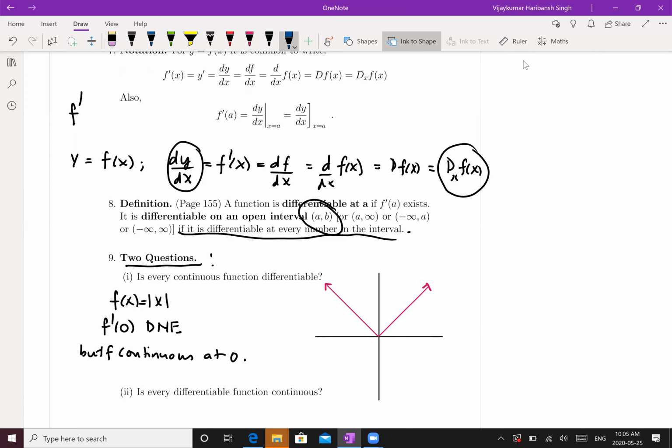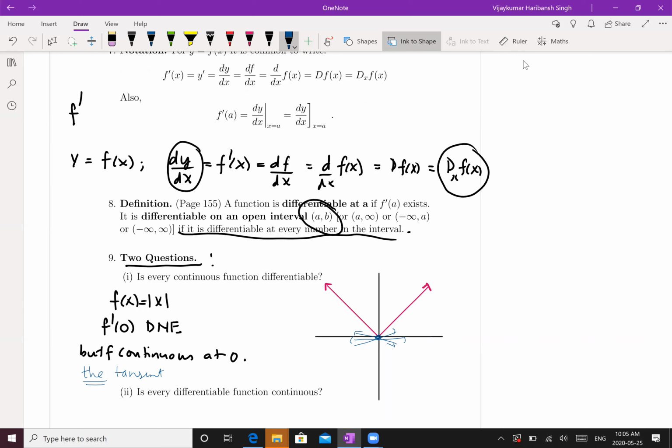is because the derivative is the slope of the tangent line, right? The tangent line, the word is important. So there should be a unique tangent line, but at this point there are so many tangent lines, or so many lines which touch it at this point, right? So there's no the tangent line. Therefore, this function is not differentiable at 0.